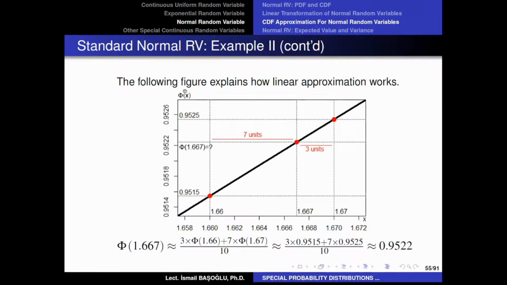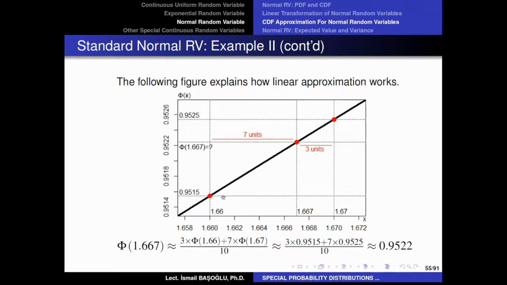So I know that the CDF is equal to 0.9515 at 1.66, and I know that it is equal to 0.9525 at 1.67. This function, the CDF, is not linear actually. However, in this narrow interval, I can approximate it linearly. I can just connect these 2 dots and assume that at 1.667, I can find the response value, which is the CDF at 1.667, with linear approximation. So what is it going to be?